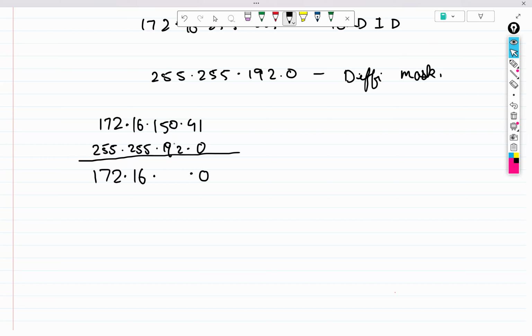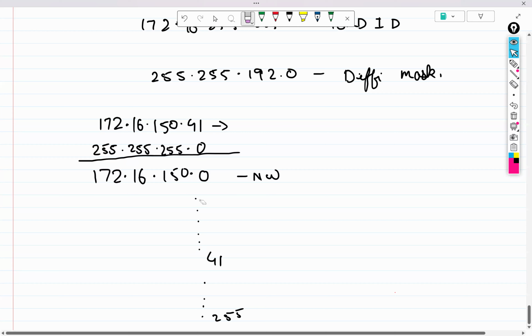Now, I call this the difficult part or the difficult mask, because if it was 255 here instead of 192, I could have just simply copied 150 and this would have been your network ID for this IP address, meaning that this IP address would start from 150.0 and it will go up till 41 and then it will go up till 255, right? So this is how you calculate the easy mask where only 255 is there. But in this example, it's not 255, it is 192. So in such scenarios, what can you do?